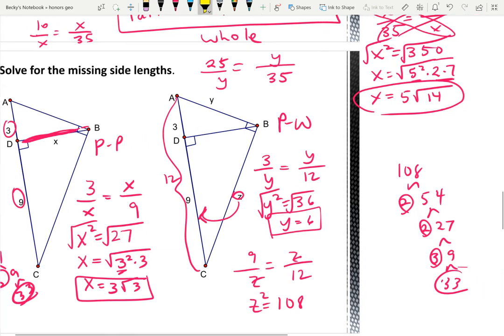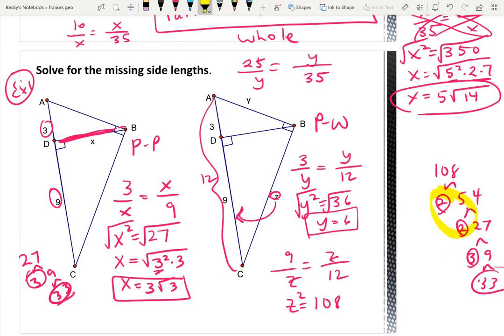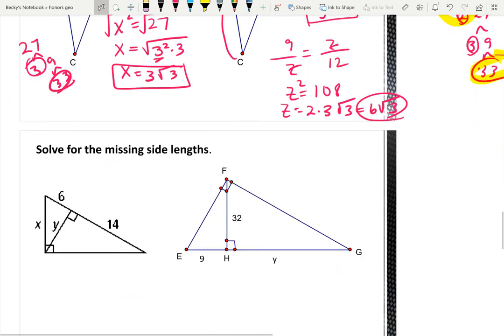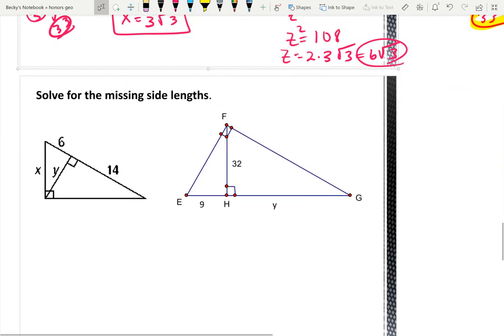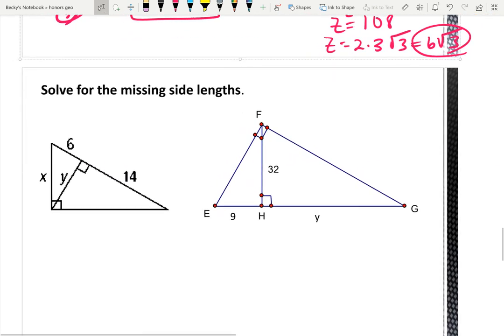So we have this grouping and we have this grouping. So those numbers come out, but the 3 stays in. So the 2 comes out, the 3 comes out, and the 3 stays in. So we're left with 6 root 3. All right, let's try these two.